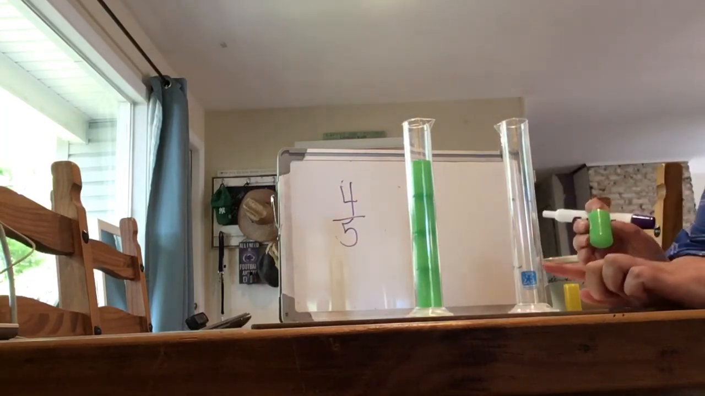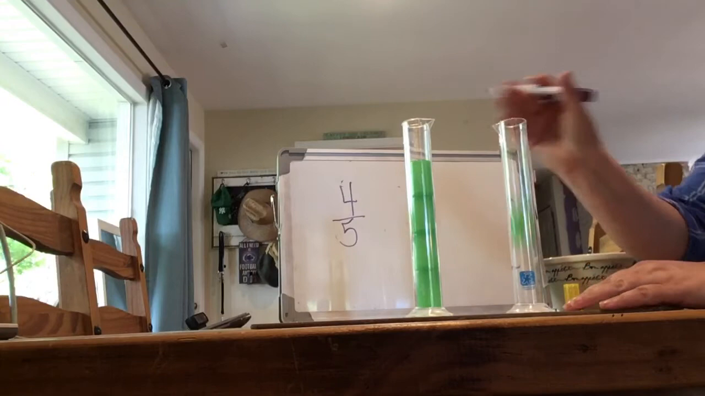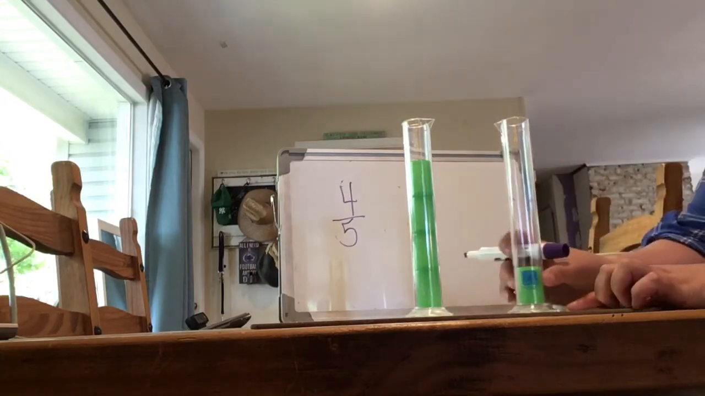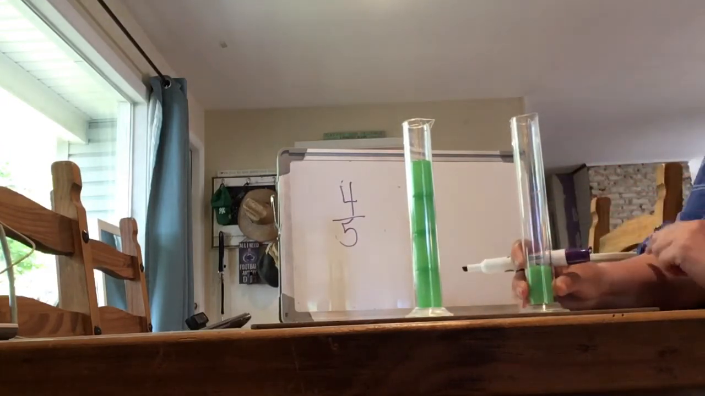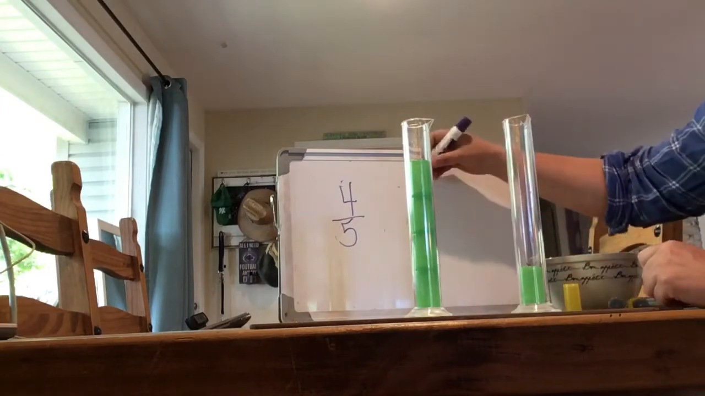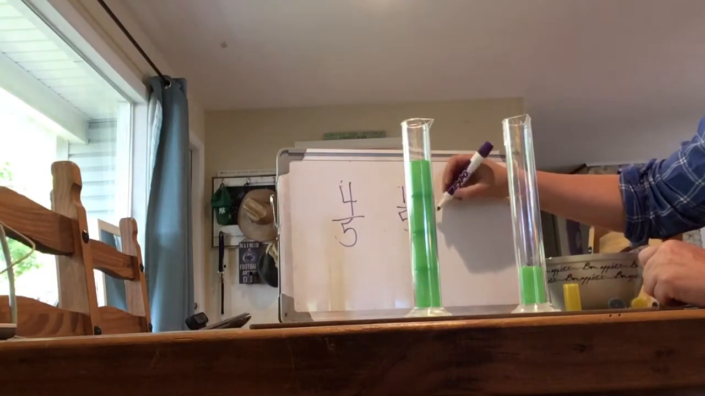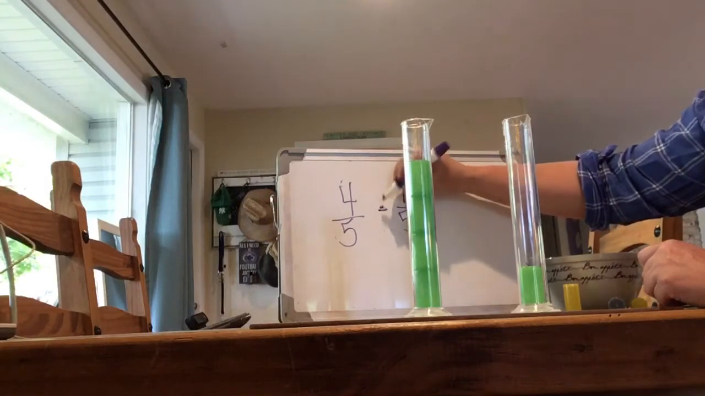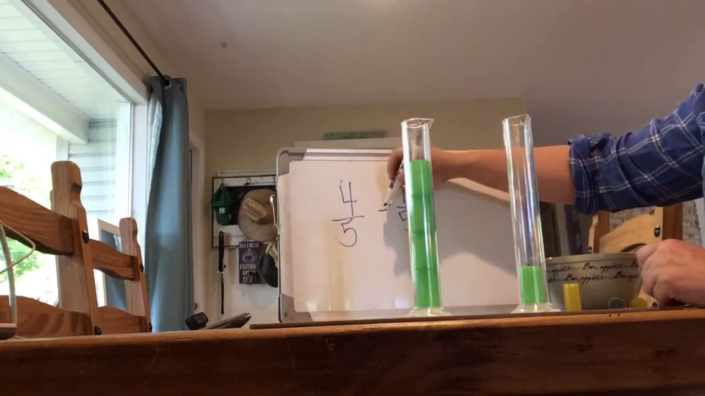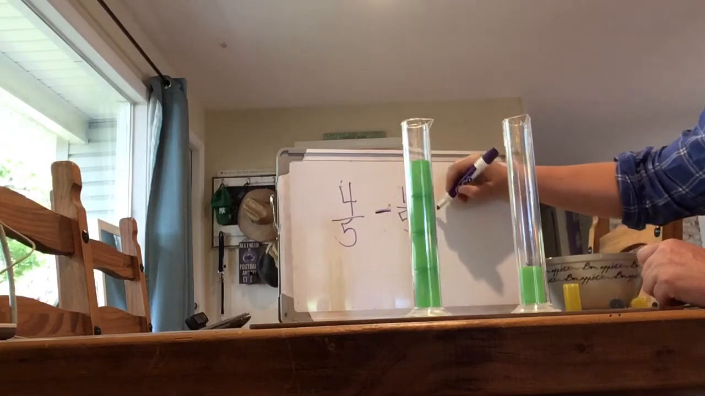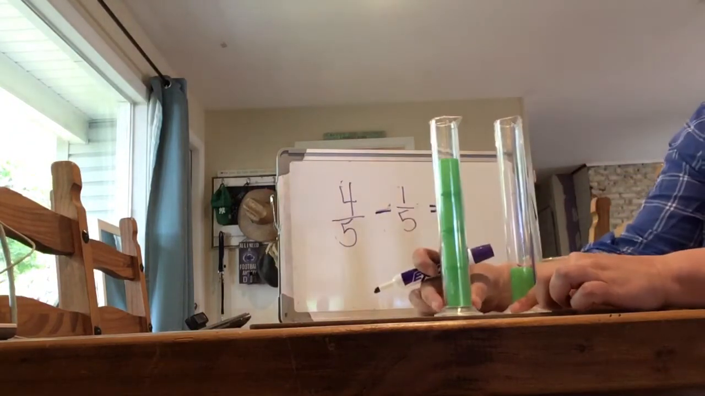We're going to put some fifths in this beaker. How many fifths went in this beaker? You're right, 1/5. Now, we've done a lot of taking away, but sometimes subtraction isn't taking away, but it's comparing.